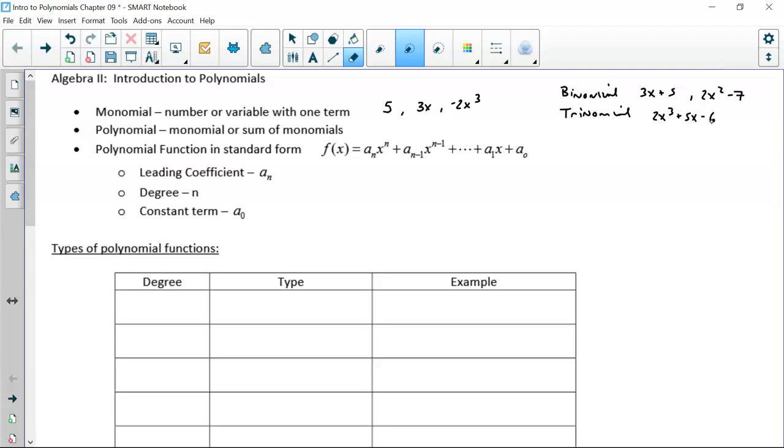Now, when we talk about a polynomial in standard form, they're written in this form. Now, don't be afraid by this notation. All it's saying is it's going from the largest exponent, the largest degree, to the smallest exponent. So it goes something like x squared to x to the constant. Now, when we talk about a sub n, that's just our leading coefficient. n is the degree. That's the largest exponent. And then we talk about the constant term, a sub 0. That's the number without a variable.